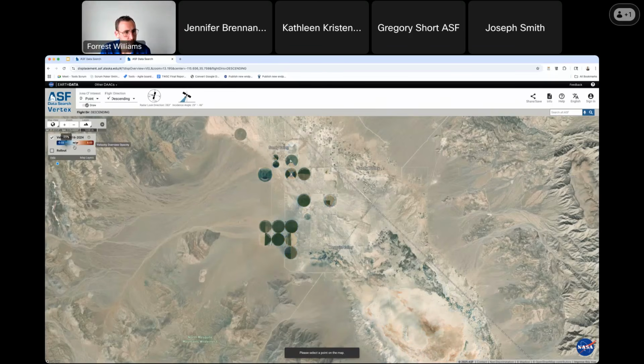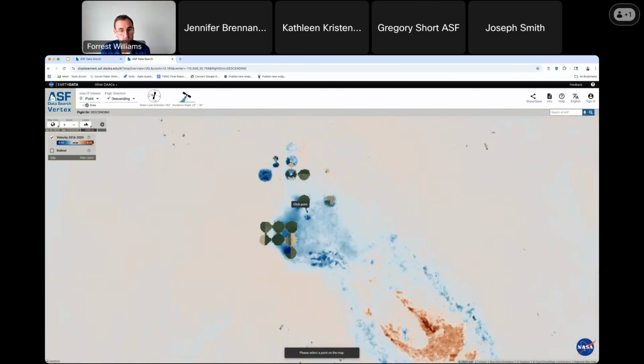And then also, if I increase the opacity here, you can see a very strong blue color on the map, which means movement away from the satellite and in general, depression of the ground, which is the type of signal we would expect for groundwater withdrawal as well.